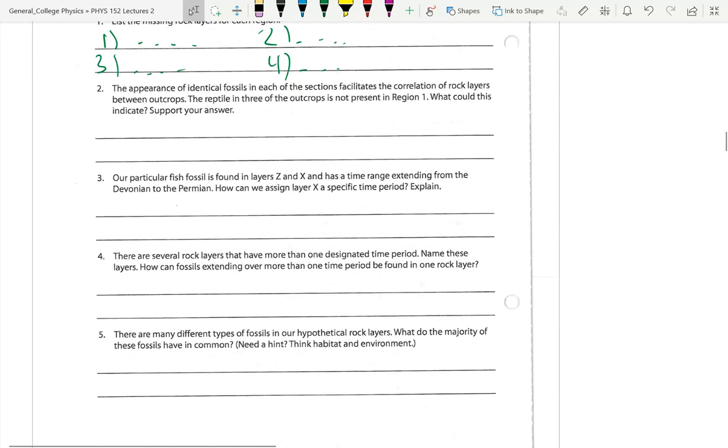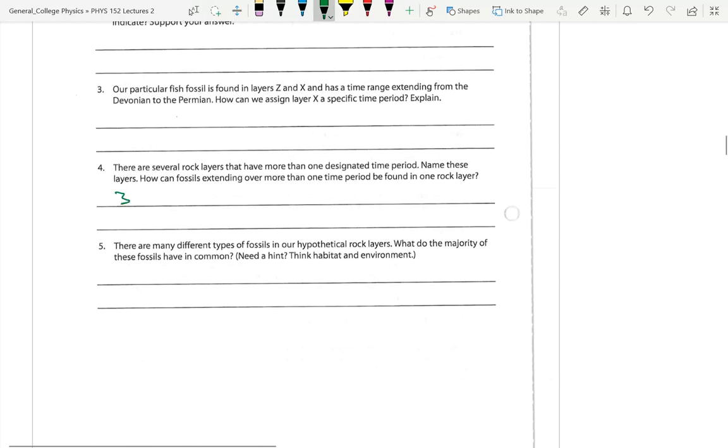Our particular fish fossil, right? There's more than one fish fossil, and this is supposed to be just one. It is found in layers Z and X and has a time range extending from Devonian to the Permian. How can we assign a specific time to X when the fish could be in those 3 regions? So you give your answer there. There are 3 layers that you're going to list here. So name those 3, and then explain how you could have fossils extending for more than one time period be found in one rock layer.